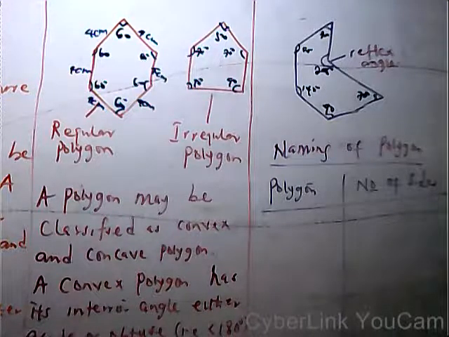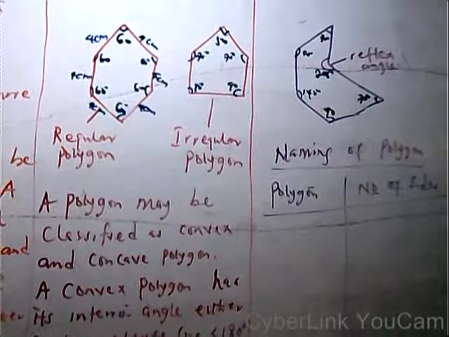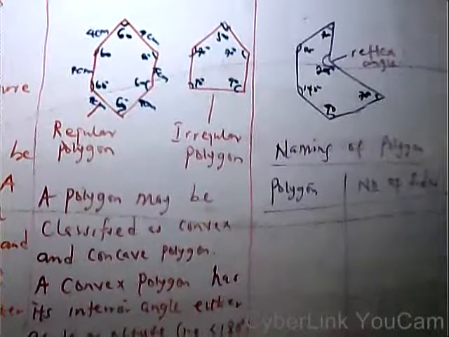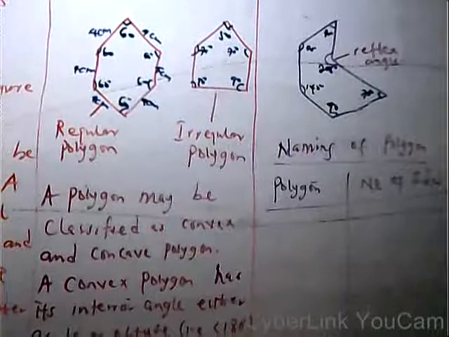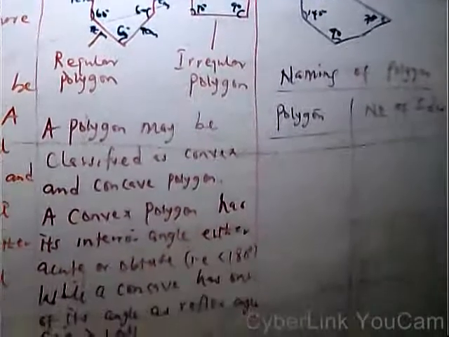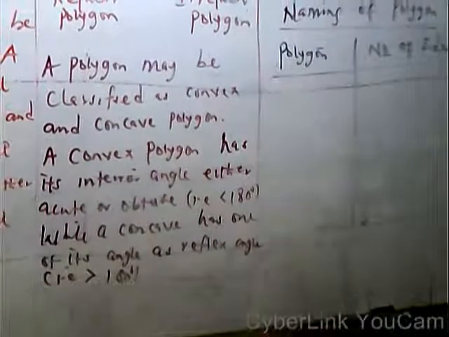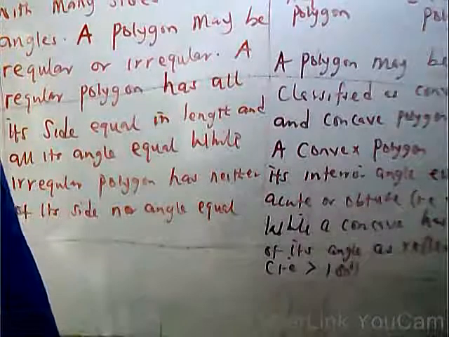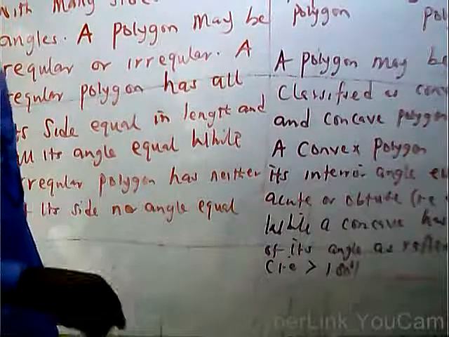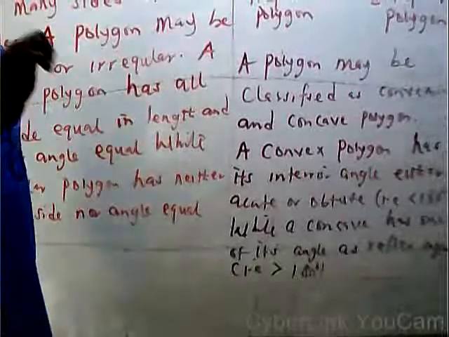And we may also classify our polygon as convex or concave. When you are to classify your polygon as either convex or concave, you are referring to the interior angles. If the interior angles of a polygon are less than 180 degrees, it is called a convex polygon. But if an interior angle is more than 180 degrees, that is a reflex angle, it is called a concave polygon.